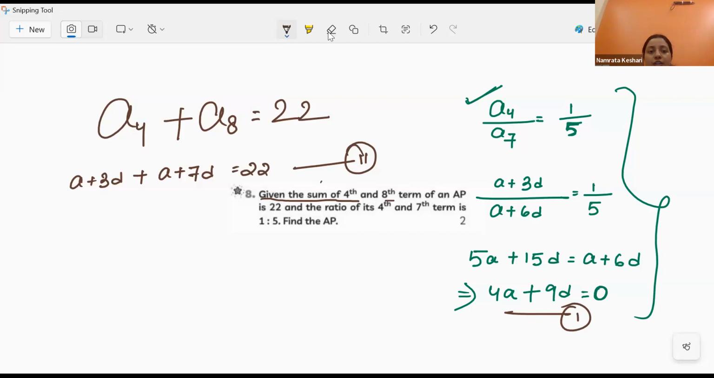It doesn't say the first four terms added together is this, or maybe the first eight terms added together is this. It doesn't say that. It just says that fourth term and eighth term added together is this. So fourth term is A4, eighth term is A8. We got two equations. Now easily you will be able to solve them. Let's take another question.